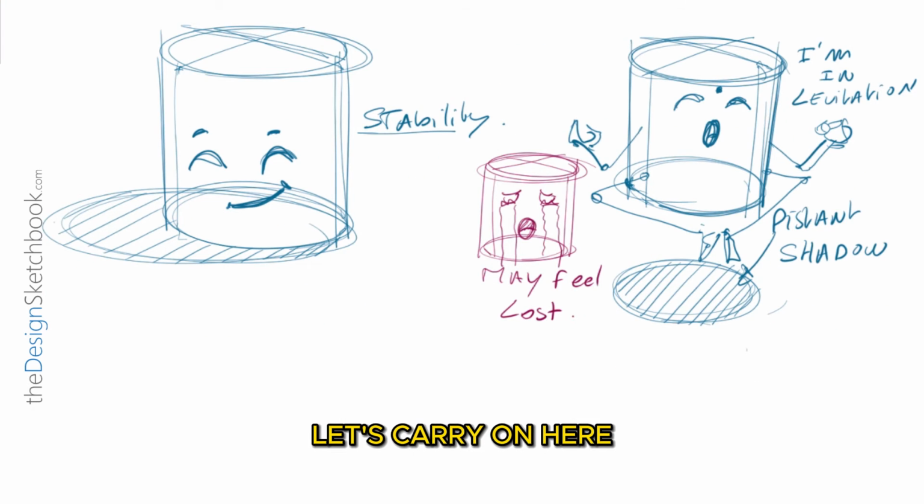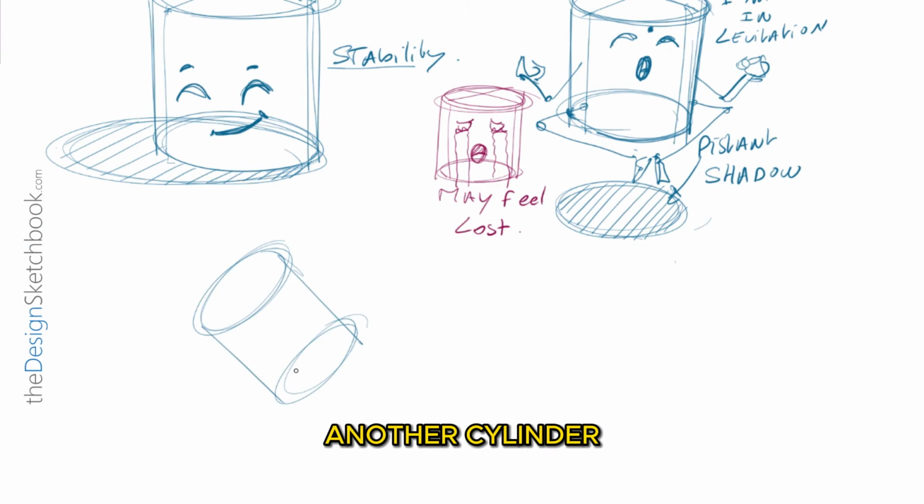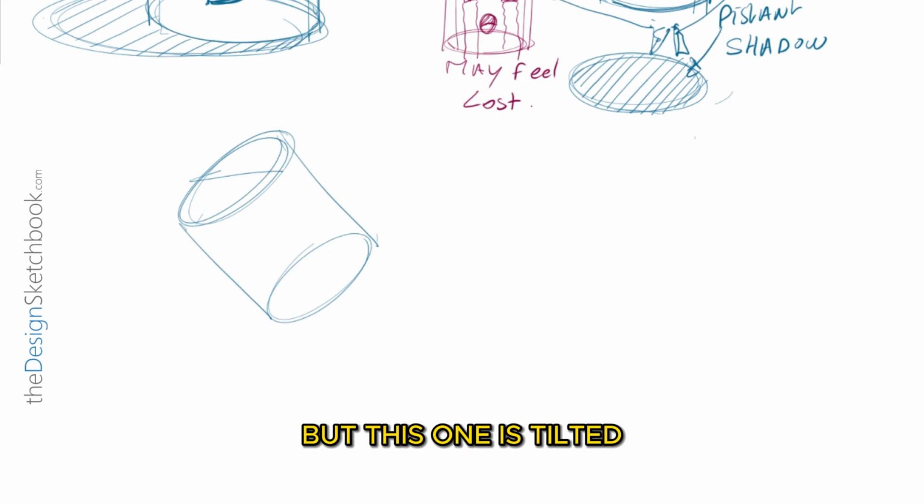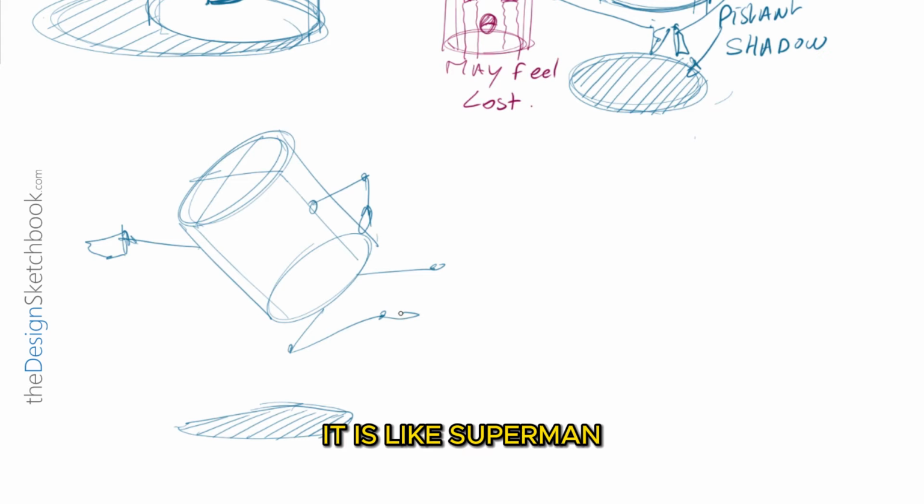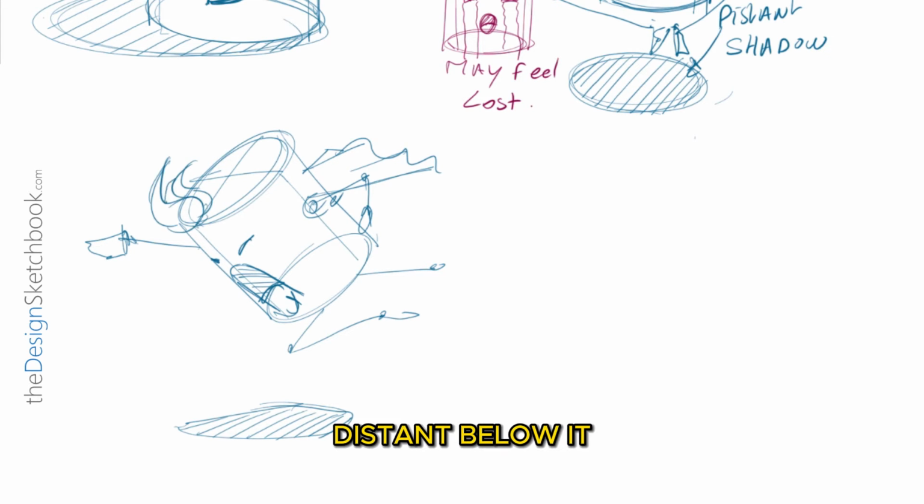And okay, let's carry on here. So I'm going to draw another cylinder, but this one is tilted. Remember the rule number 1? You can tilt your products and the props. So it's like Superman, I would say, and you can draw the ground shadow that is distant below it, and it really gives some more dynamism and movement.